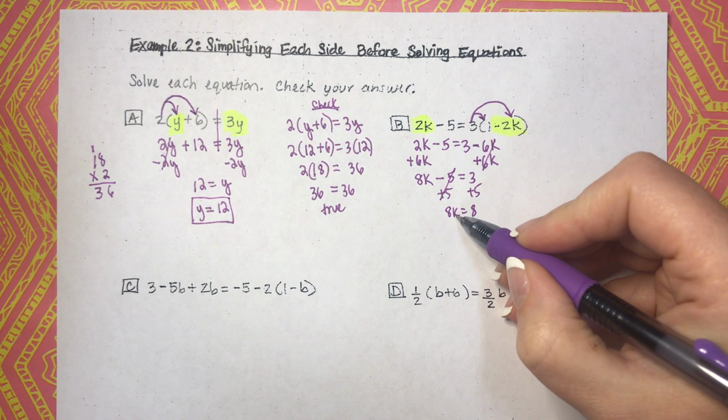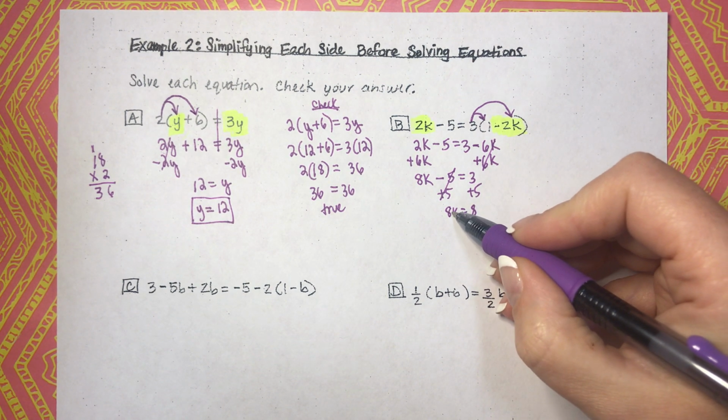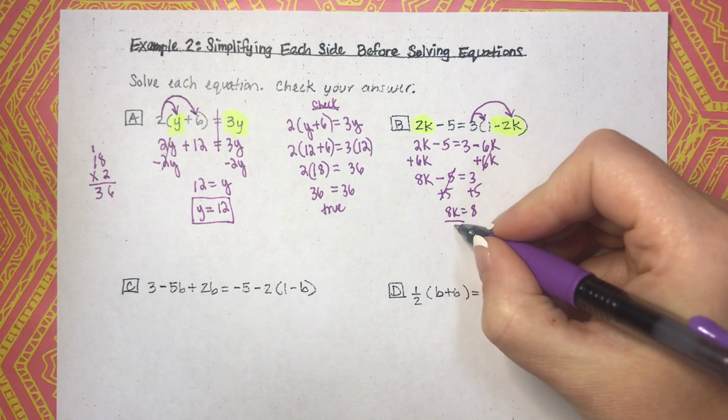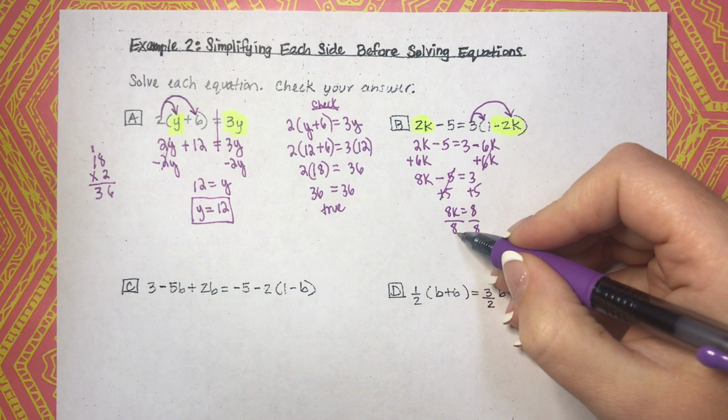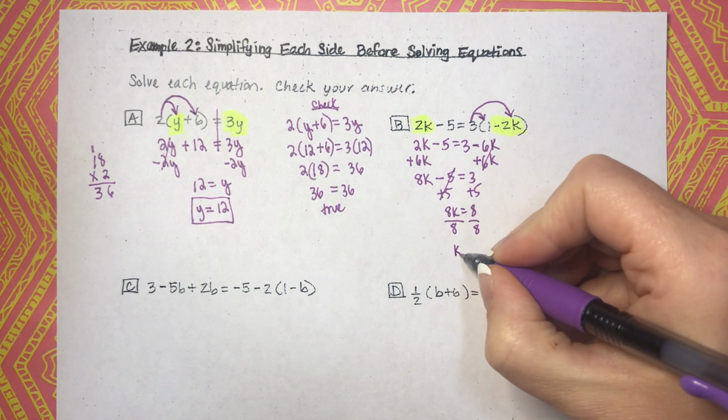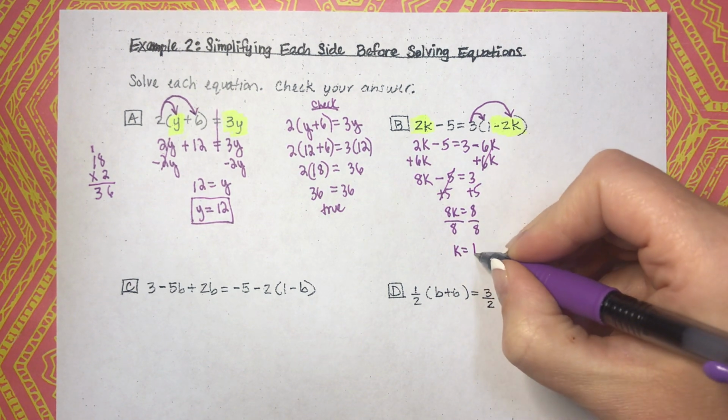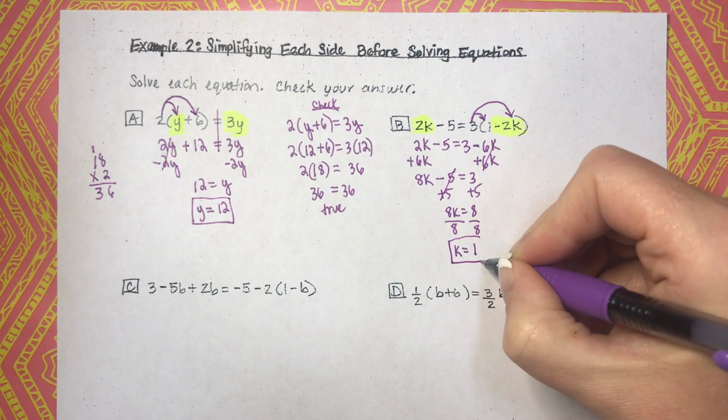And then k, we want to get k by itself. Right now it's being multiplied by 8. Inverse operation of multiplication is division. We're going to divide both sides by 8. 8 divided by 8 is 1. 1 times k is k equals 8 divided by 8 is 1. So k equals 1 is our answer.